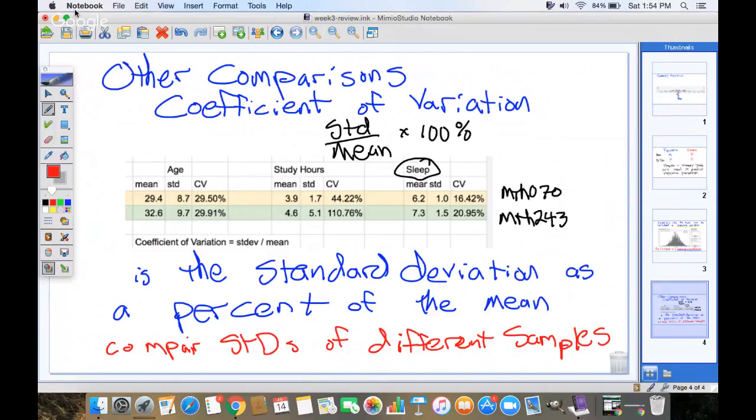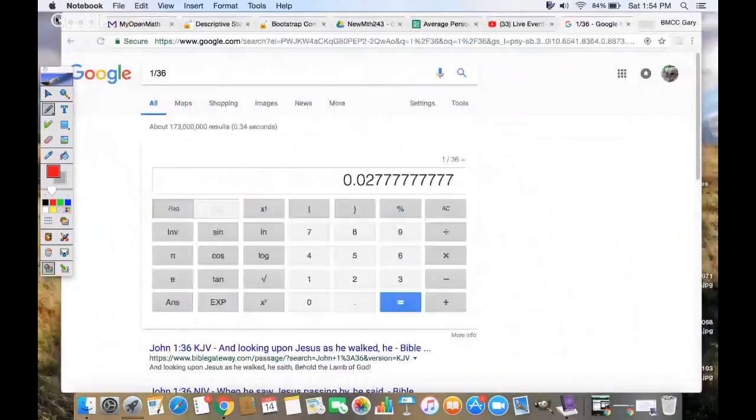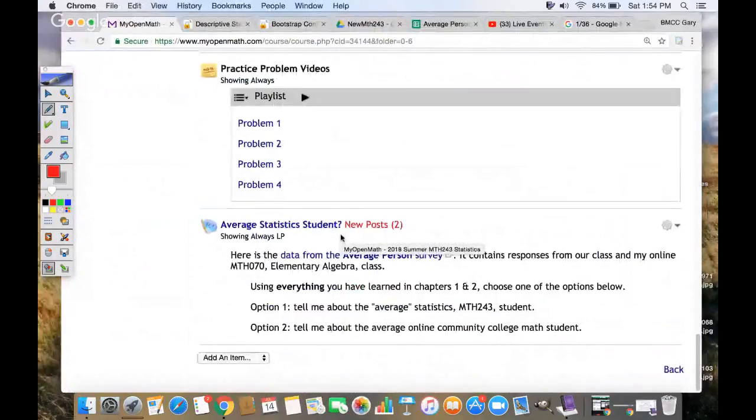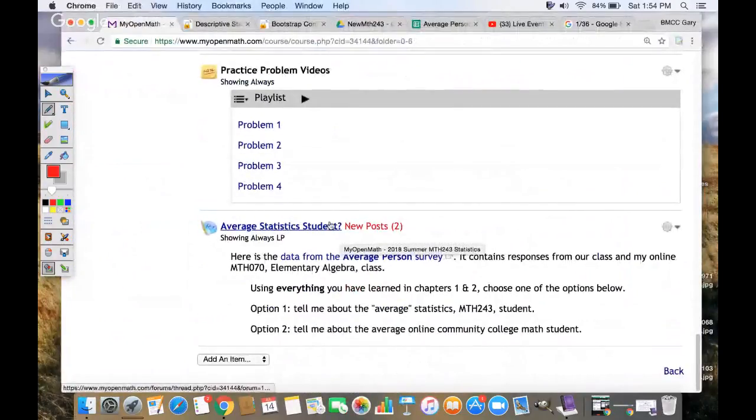So I hope things are going okay this week for you and you're tying up all your assignments. Again, there's that kind of surprise quiz I added here at the end of the week, which is the average statistics student. So take a look at the data from that survey you took earlier. You have a couple of different things you could tell me about, either the average statistics student or the average online community college math student, based on that data set, and use everything you've learned in chapters 1 and 2.